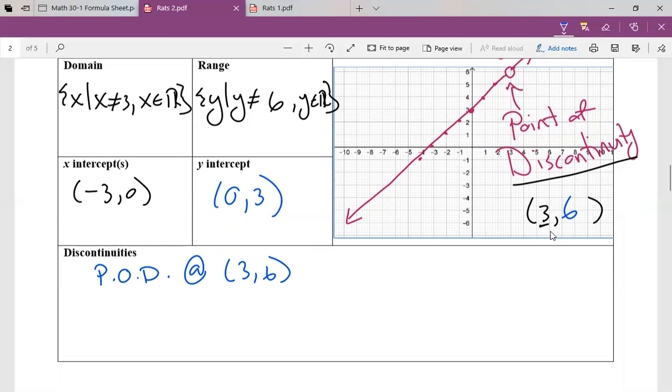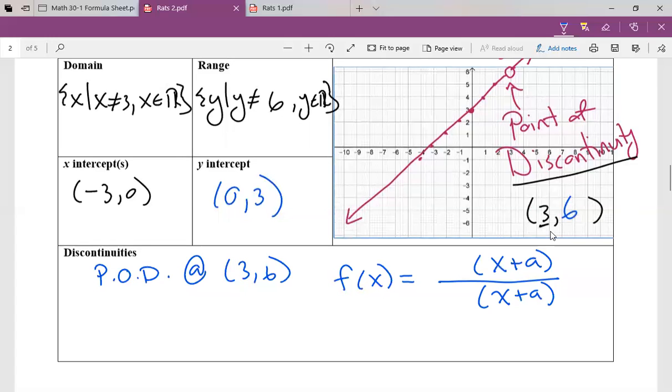So a point of discontinuity is new to you. You didn't see it in grade 11. A point of discontinuity occurs when we have a factor in the numerator and a factor in the denominator that are the same and divide out. That is your point of discontinuity. So this point here would be at negative a comma, whatever the y value would be. Okay, so there's something new for you from grade 11, a point of discontinuity.